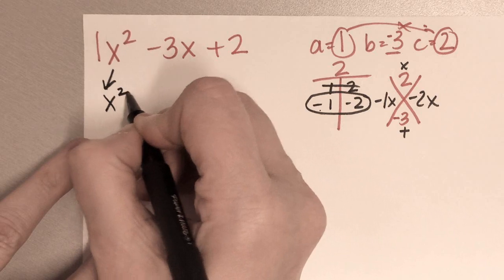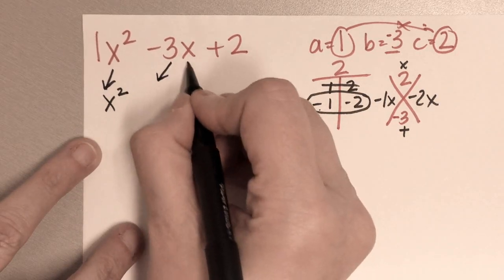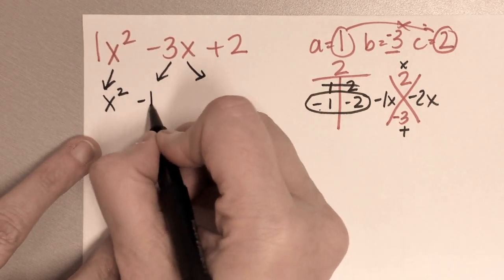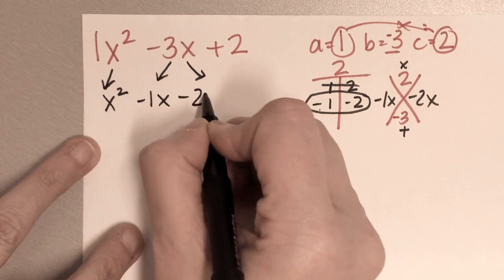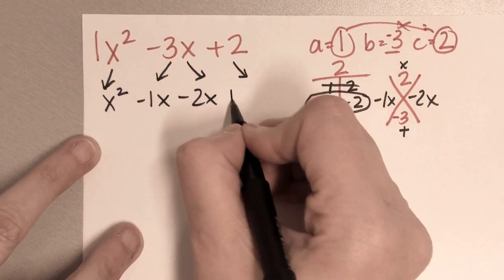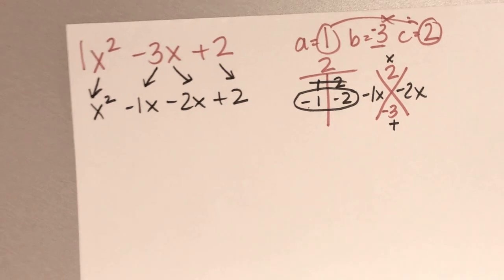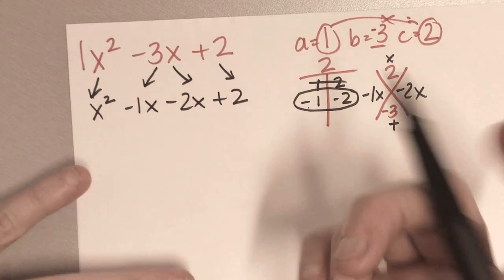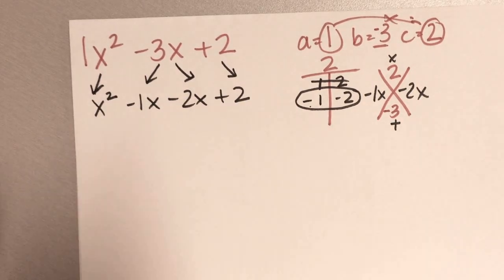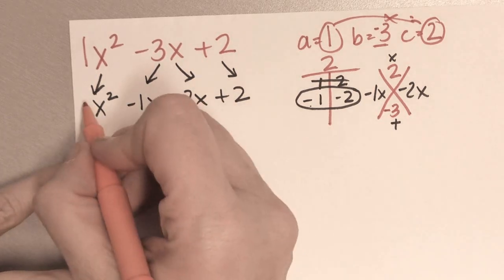Now I'm going to rewrite it with my x split. I leave my first term alone. I split this one into negative 1x minus 2x, and then I leave my plus 2 alone. Now notice here, since these are both negative, I couldn't really put one of them first. I had to put them both because there were two of them. All right. Now that I've done that, I am ready for my last step, which is to actually factor.